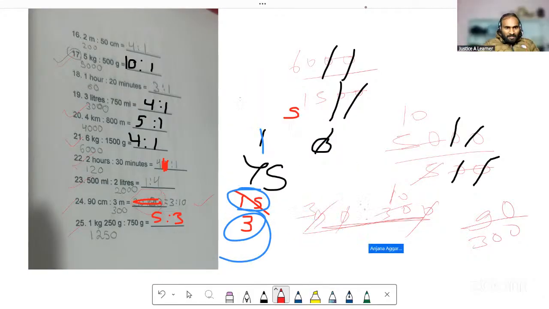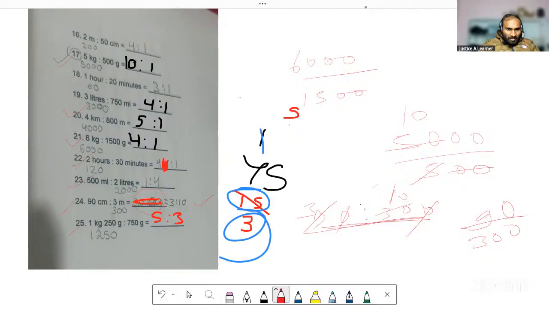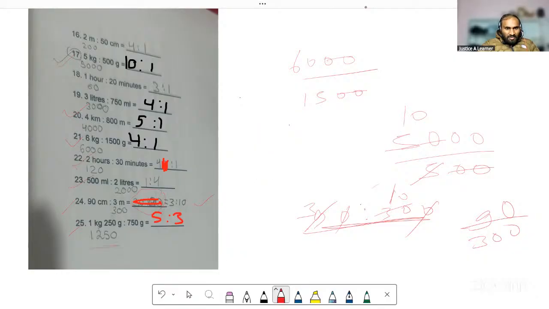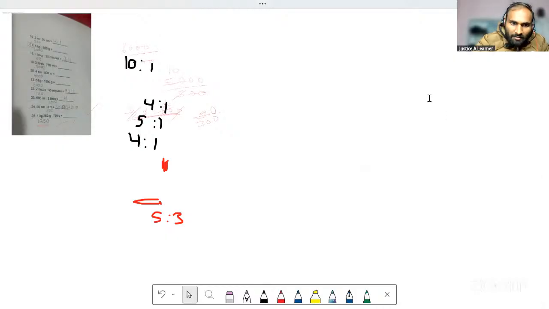And what about this? This is okay, very good. Good observation, 1250 and then 750. So 10 cancelled out. 25 threes, 25 fives is 125. Okay, that's correct. Good job. Okay, so you've done this well. Now let's move.